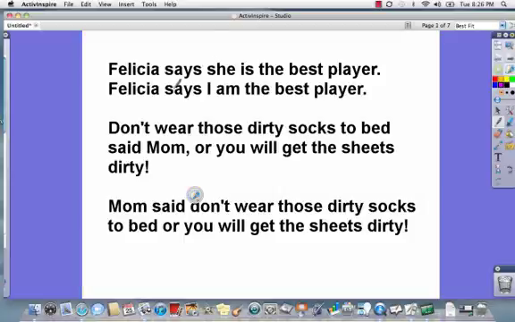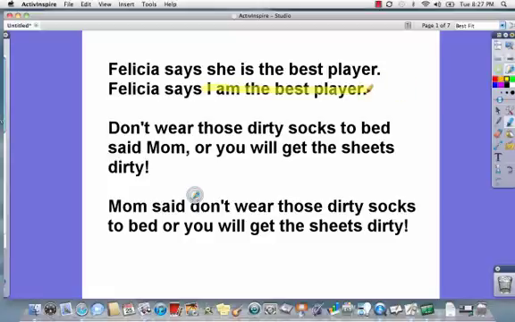I paired up some sentences. The first two actually are about a girl named Felicia. The first thing is, Felicia says she is the best player. She believes this about herself, but these are not her exact words. Look at the second example. Felicia says, "I am the best player." In this instance, you do have some exact words of Felicia, and what Felicia said: I am the best player.